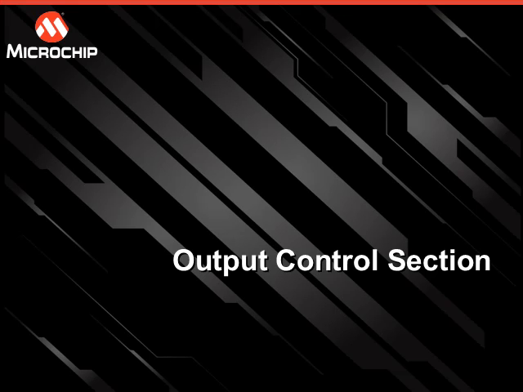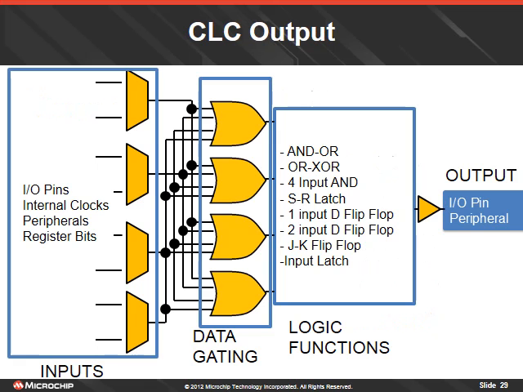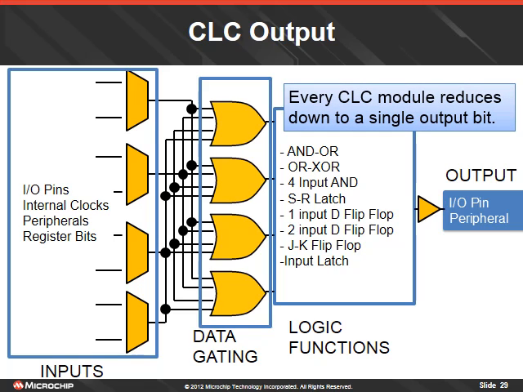Now we'll set up the final stage that controls the output of the CLC module. The CLC output has several options for setup. The CLC control register and the CLC polarity register control the setup of the output signal. All the CLC inputs, gating, and logic functions reduce the result down to a single output that can drive an I/O pin, feed another CLC module or internal peripheral, and also has the option to create a rising edge or falling edge interrupt.